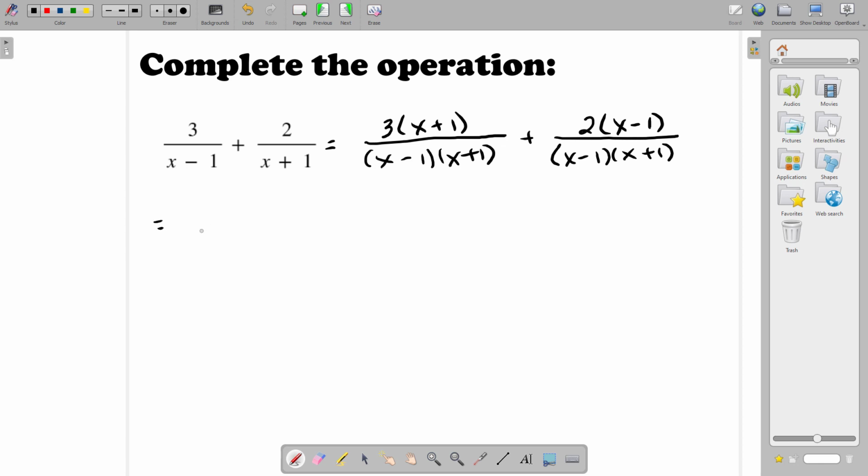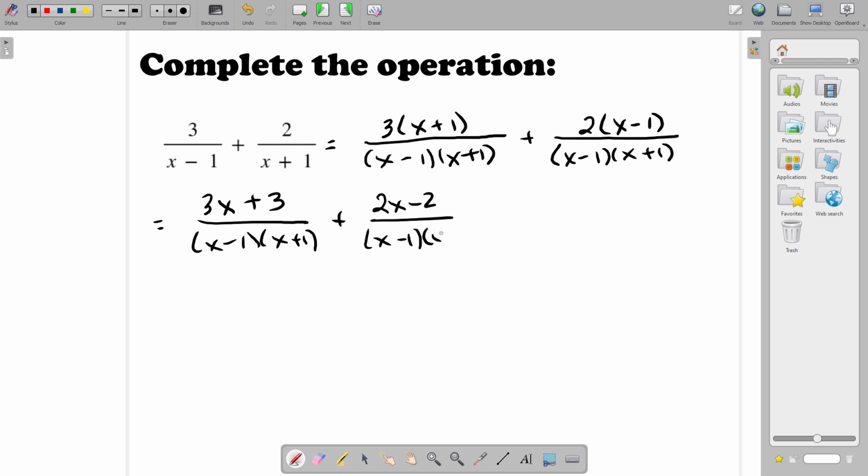Now we can go ahead and simplify this first by multiplying out the 3, distributing it over the x plus 1. We get 3x plus 3 over x minus 1 times x plus 1 plus 2x minus 2 over x minus 1 times x plus 1. So now we have one fraction. Denominator is x minus 1 times x plus 1.